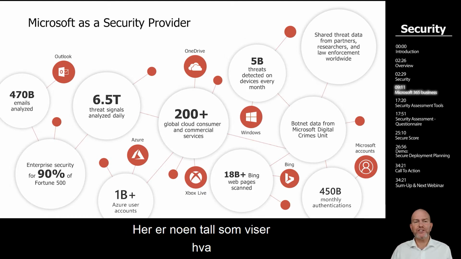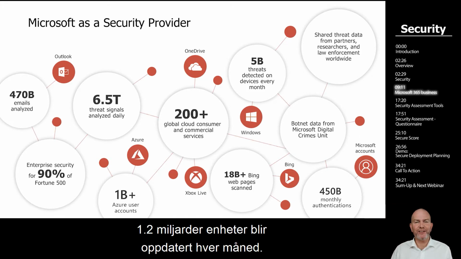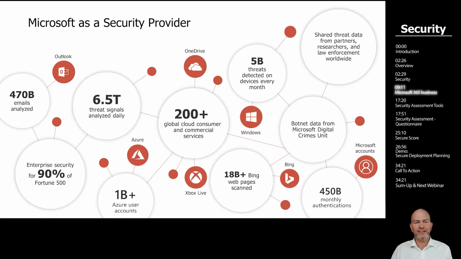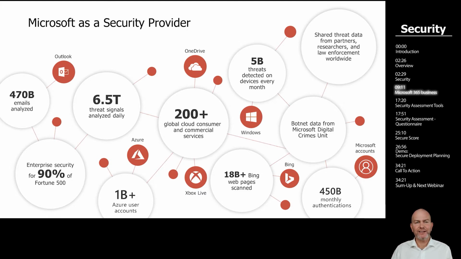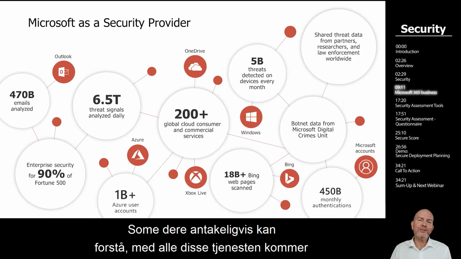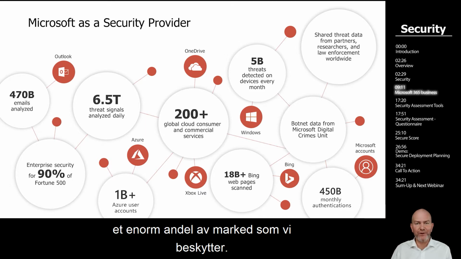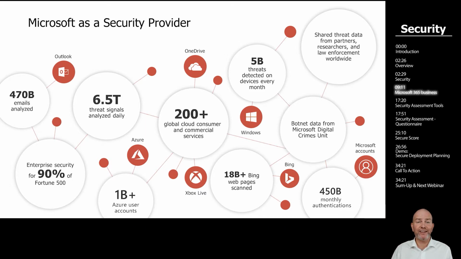Here are some numbers that show you what the Intelligence Security Graph does. 1.2 billion devices are updated monthly, 470 billion emails analyzed monthly. Microsoft operates 200 plus global cloud consumer and commercial services. Everything from Outlook.com to Xbox Live to Office 365 to Azure and so on. As you probably understand, with all these services comes an enormous amount of surface area that we defend.